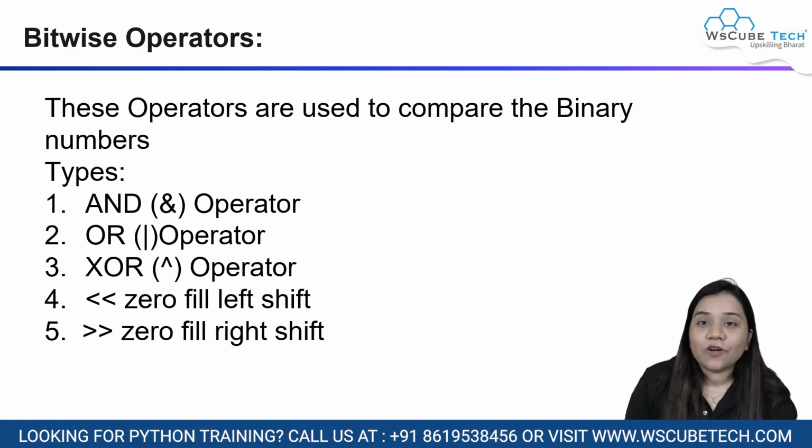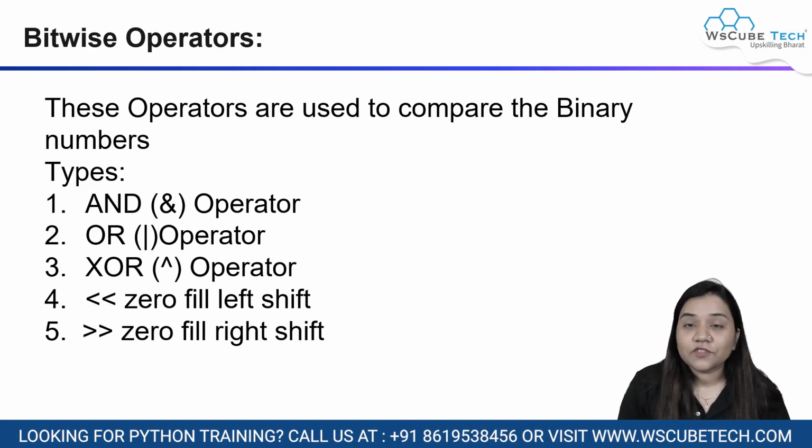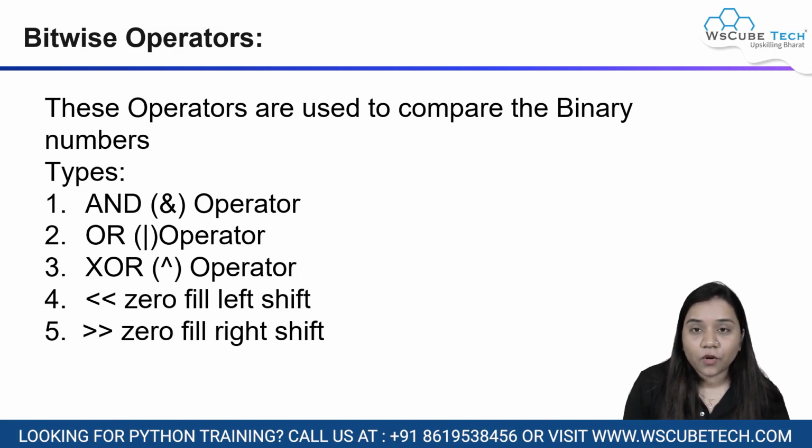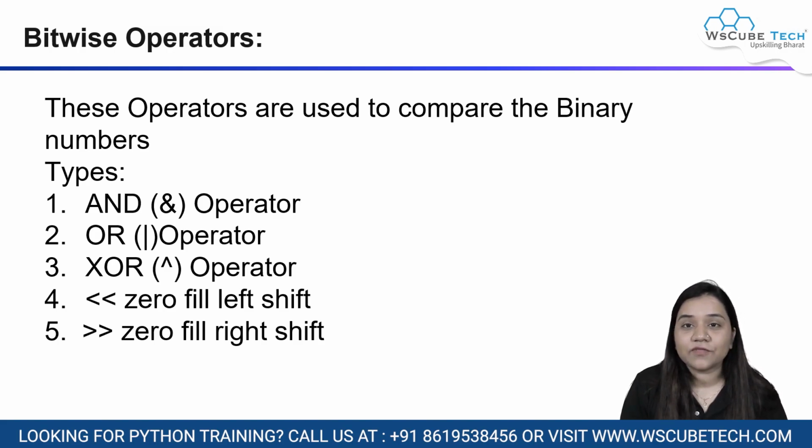Bitwise operators allow us to deal with binary numbers. They allow us to compare binary numbers basically. So there are 5 types of bitwise operators that we will be discussing in this whole session. Our first is the AND operator, second is the OR operator, third is the XOR operator, fourth one is the zero fill left shift operator, and fifth one is the zero fill right shift operator.